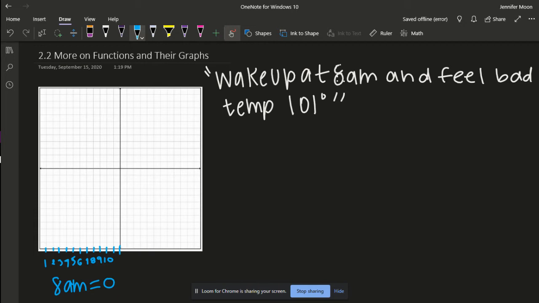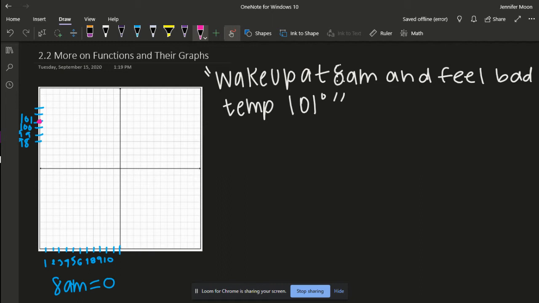So let's say that this is where we're going to mark our degrees, and we're going to start at 98. We have 99, we have 100, we have 101, and it keeps going up, right? Well, at 8 a.m., my temperature was 101 degrees. So that's going to be at x is 0, up to 101 on my y-axis right here.